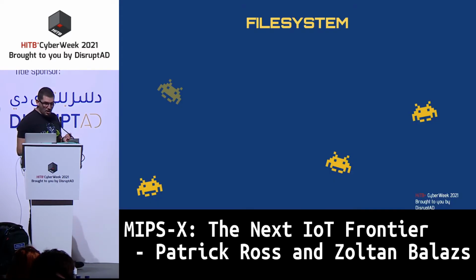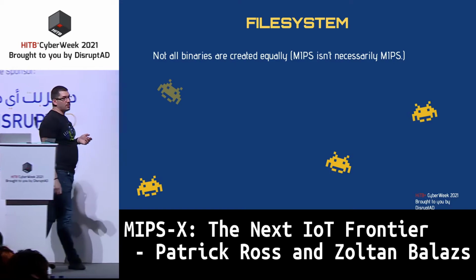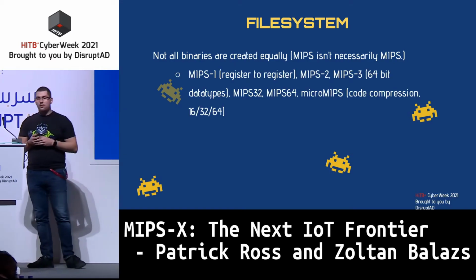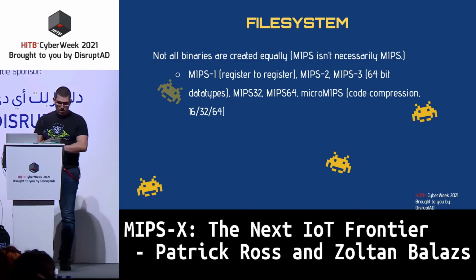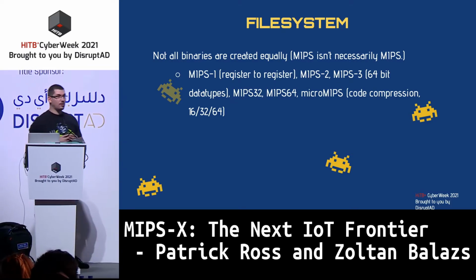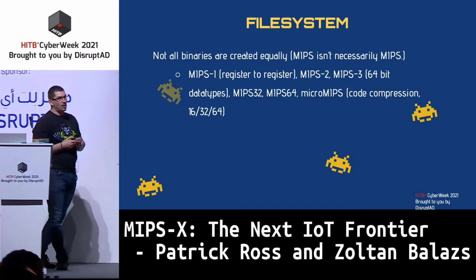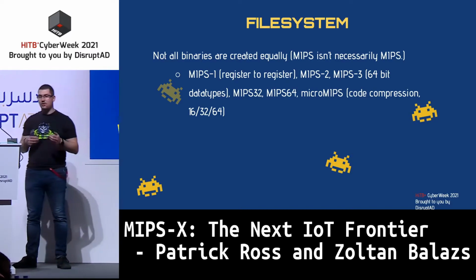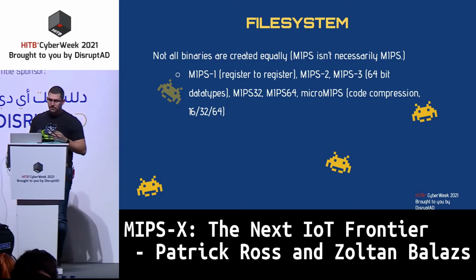Now let's talk a little bit about the file systems. For the MIPS architecture, there are many different CPU versions, and historically some of them are compatible with each other, some of them are not.